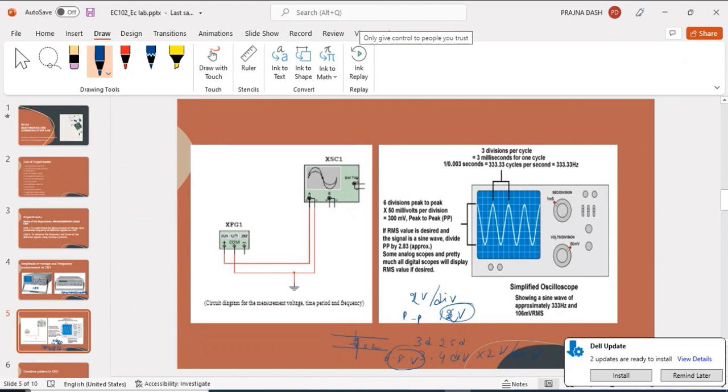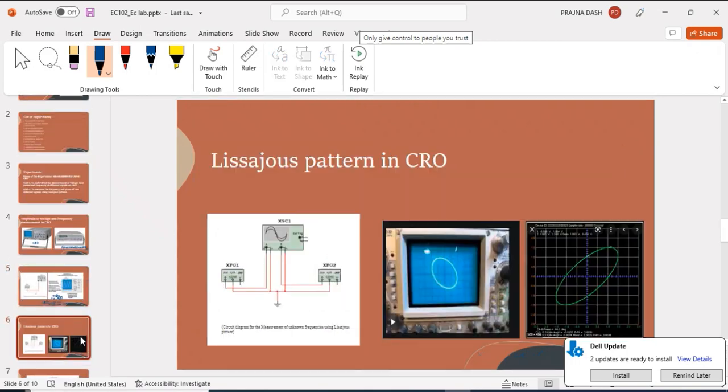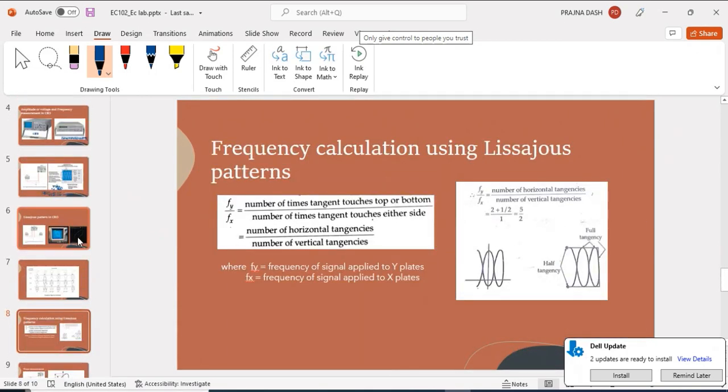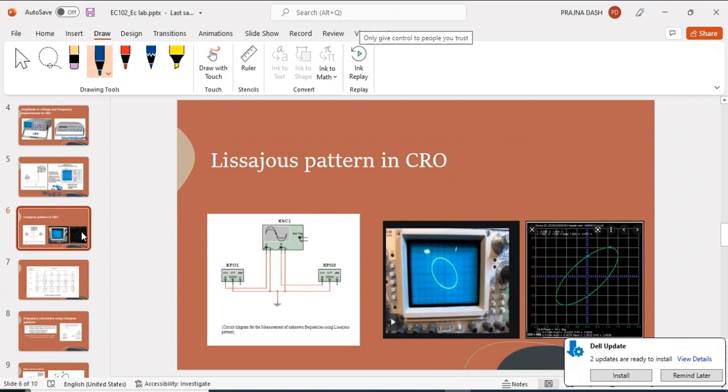Ma'am, can you explain what is the division you are referring to? Actually, in the CRO screen, when you physically see the CRO screen, like in Multisim, this kind of black type of screen is visualized. Okay, so can you see here?